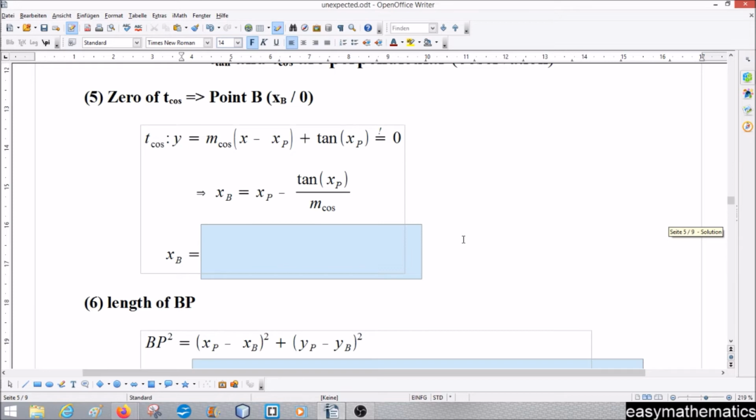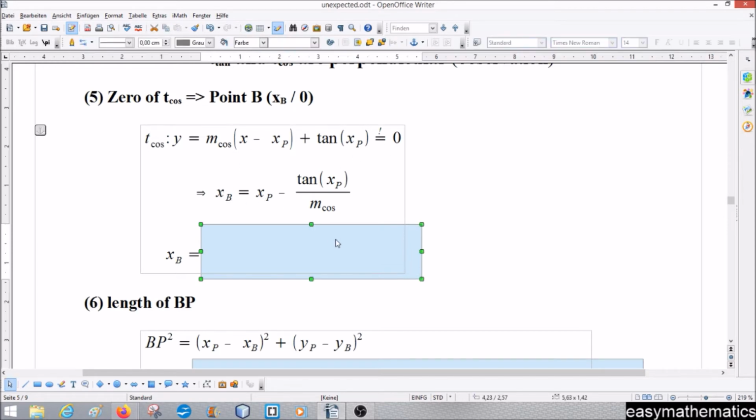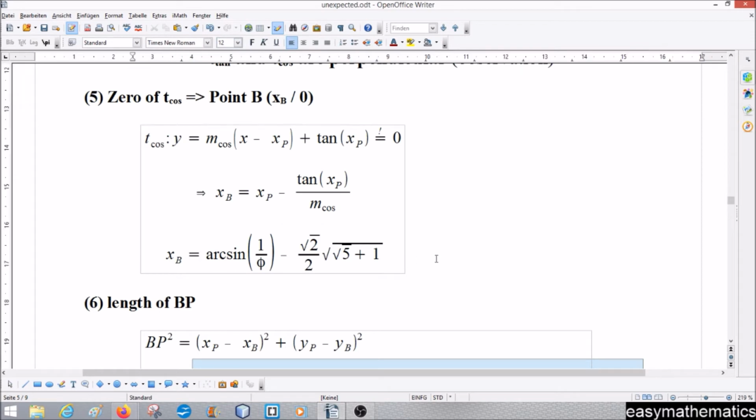Yeah, for the zero of the tangent line, we play the same game. We set up the equation of the tangent line, set this equation equal to 0, and solve for x to get xp. After plugging in all the values, which we leave as an exercise for you, we get arcsine 1 over pi minus square root 2 over 2 times square root of square root 5 plus 1. Alright?